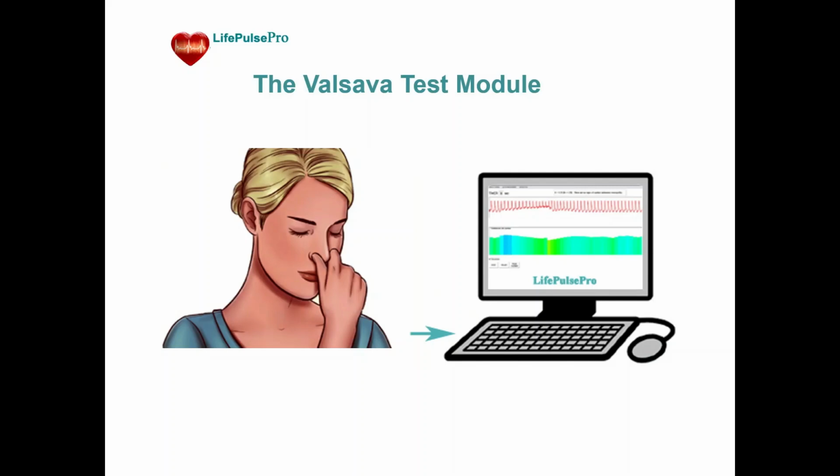Normally, during the strain phase of the Valsalva test, there is an initial increase in heart rate, followed by a decrease in heart rate during the release phase. If the heart rate does not decrease appropriately during the release phase, this may indicate autonomic dysfunction that affects the cardiovascular system.